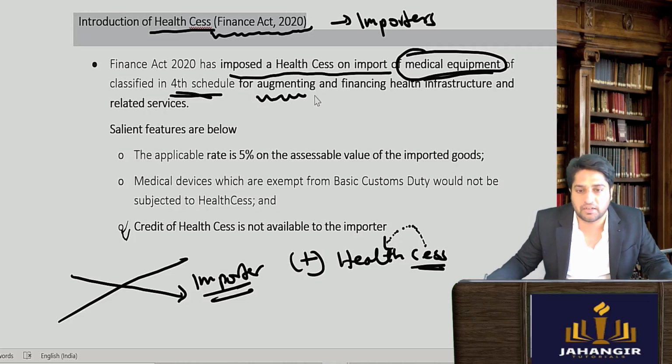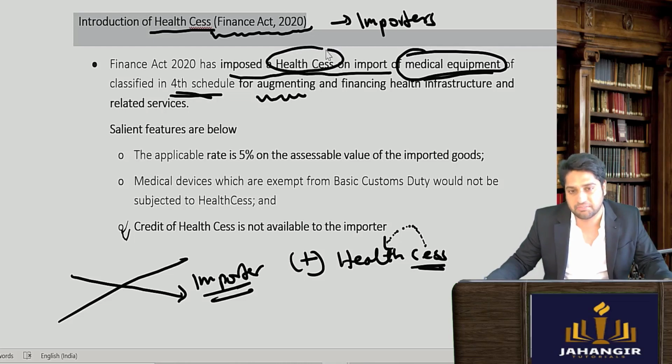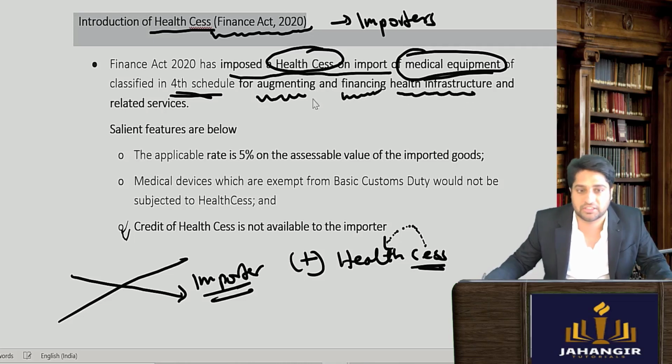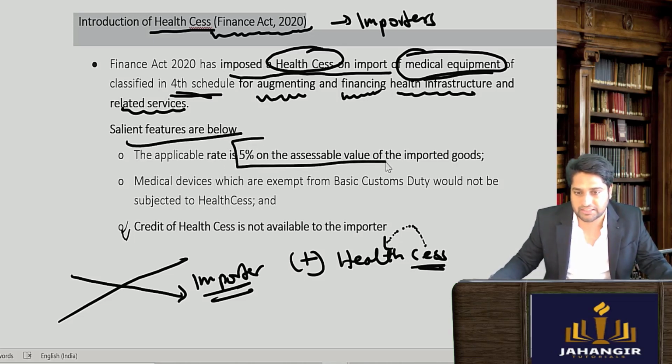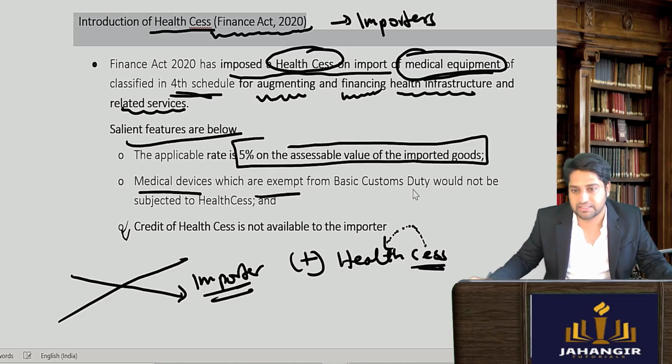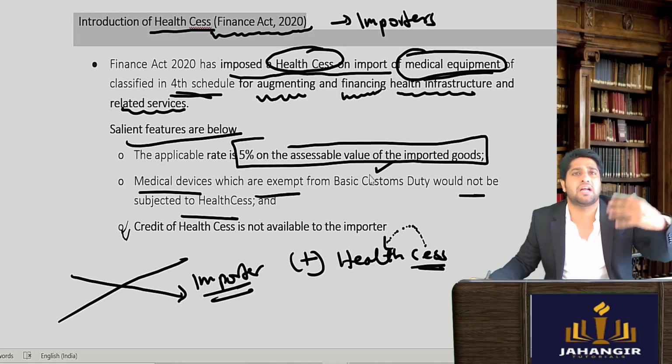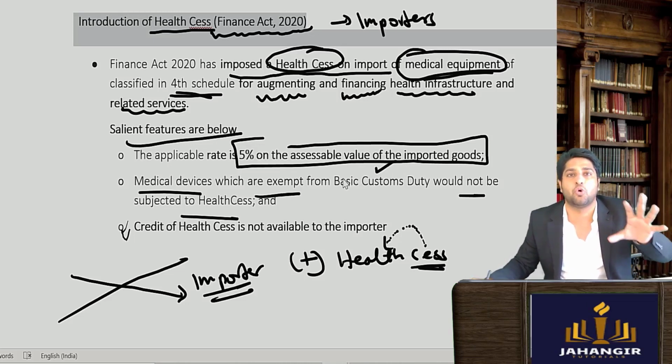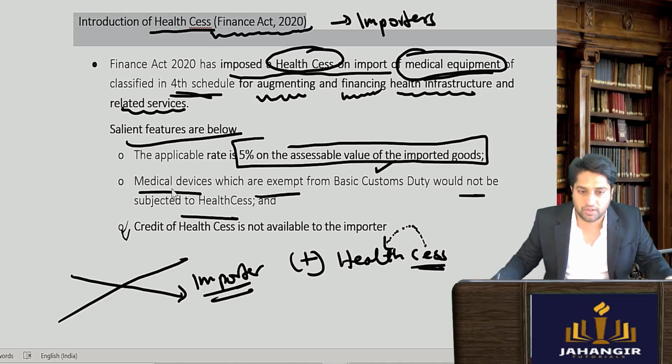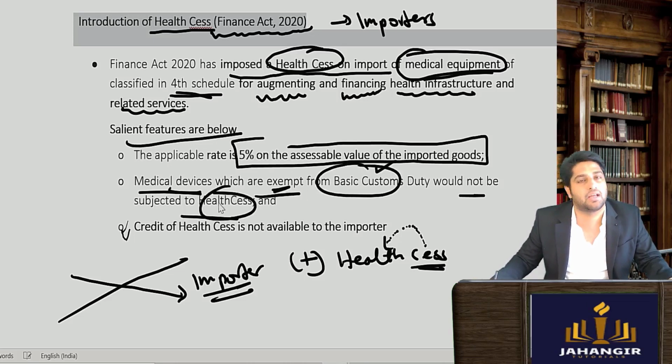Okay, as it has been classified in the 4th schedule. We don't have to get into that, but the money collected by levy of health cess will be used for financing health infrastructure and the related services. Salient features are below: the rate will be 5% on the assessable value of the imported goods. Medical devices exempt from basic customs duty would not be subjected to health cess. So if basic customs duty is not being levied on certain articles which the government has exempted, generally Covid-19 vaccine related, then if basic customs duty is not levied, health cess will also not be levied.